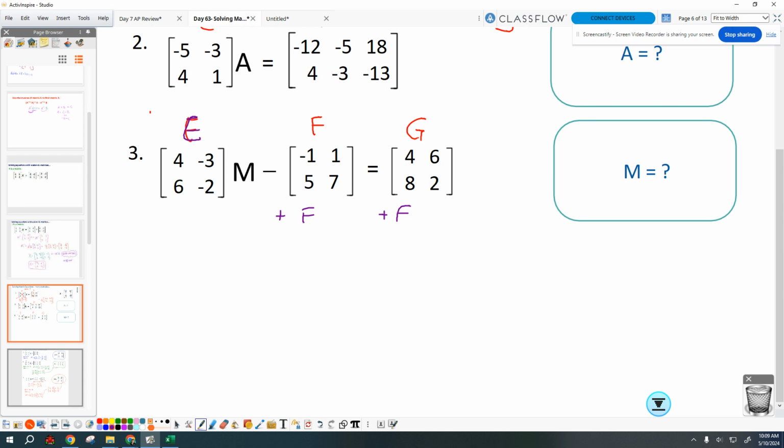Adam, what do I get when I add matrix G to matrix F? G and F, 3, 7, 13, 5. You guys agree? Yep. That's gone. And I have E times M equals that thing.